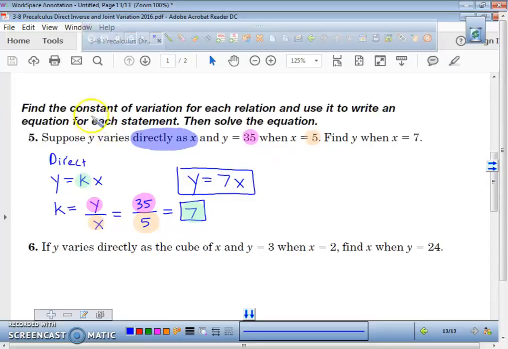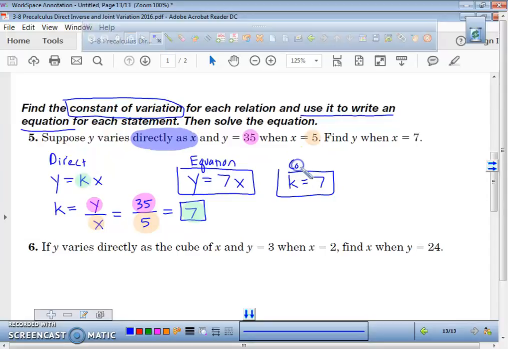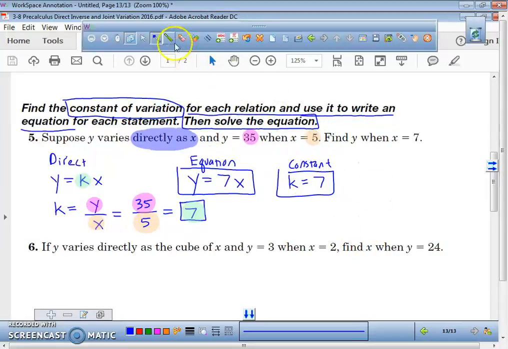So it says, find the constant of variation. Did we find the constant of variation? Yes, what was it? 7. So we did that. Constant of variation, and use it to write an equation. By the way, this is your equation. This is your constant of variation. And then it says, then do what? Then solve the equation.